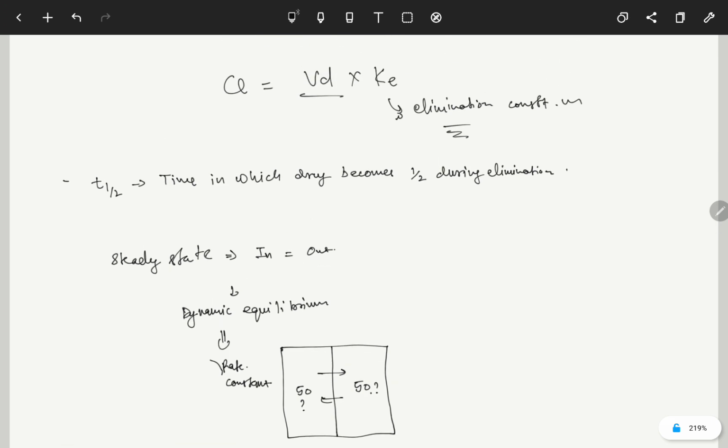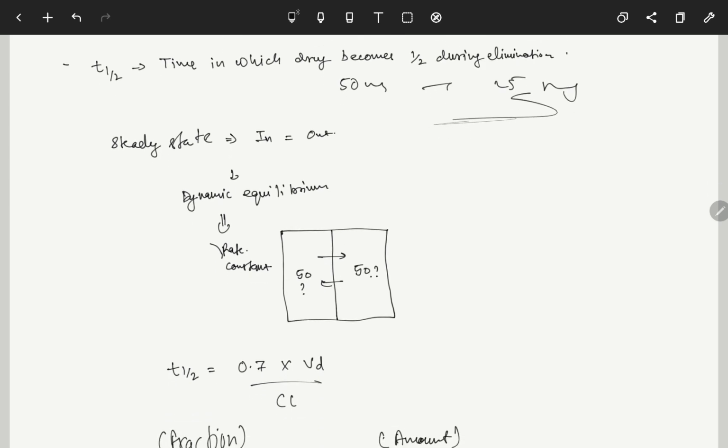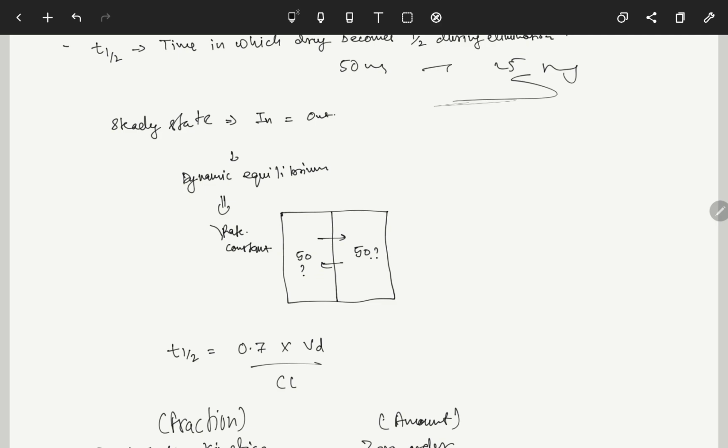And then there is this concept of half-life. Half-life is basically the time in which the drug becomes half during elimination. Like you took 50 mg of drug, then it will become 25 mg. So how will this become half? Because some of it will be metabolized, then excreted. Okay. Then there is steady state. Steady state is drug in equals drug out. Then the drug is in steady state concentration in the body.